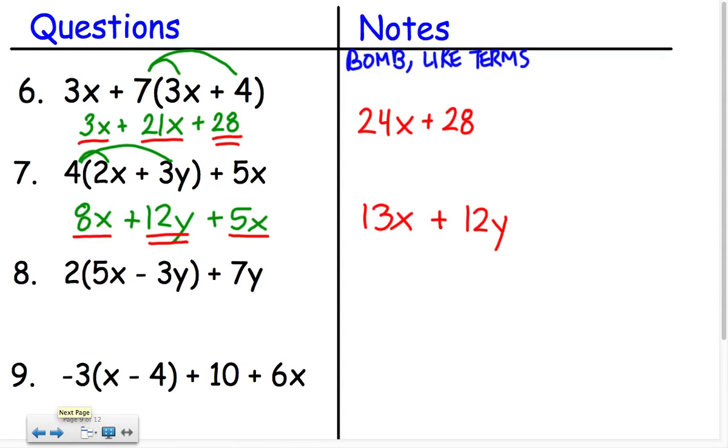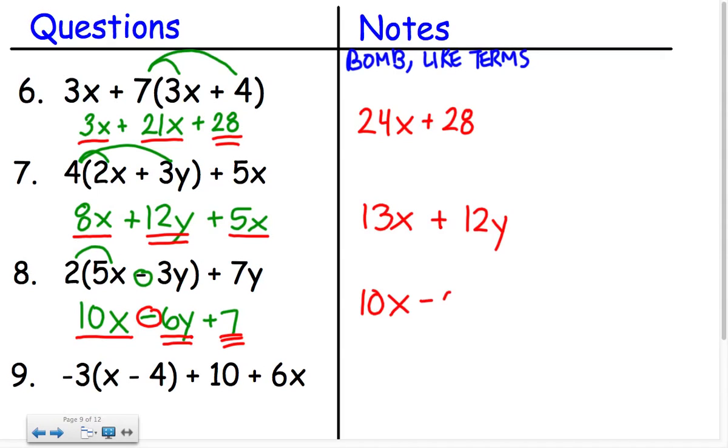I can bomb the 2 to the 5x, 10x. Watch that negative. 2 times negative 3y is negative 6y plus 7. 1 line under the 10x, 2 lines under the negative 6y, 3 lines under the 7. You'll notice on that one, none of our terms have the same number of lines underneath, so we can just leave it as it is. 10x minus 6y plus 7.